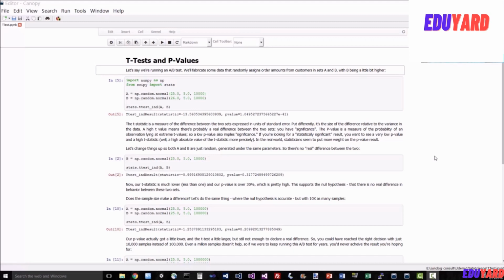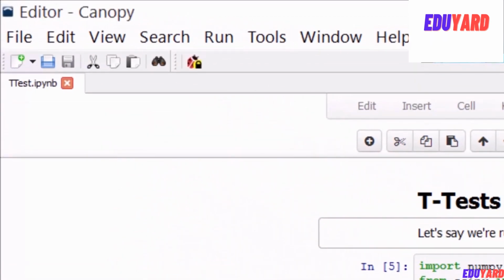Alright, let's get our hands dirty with some t-tests. We are going to fabricate some fake experiment data, run t-statistics and p-values on them, and see how it works and how to compute it in Python. So let's start by fabricating some data here.